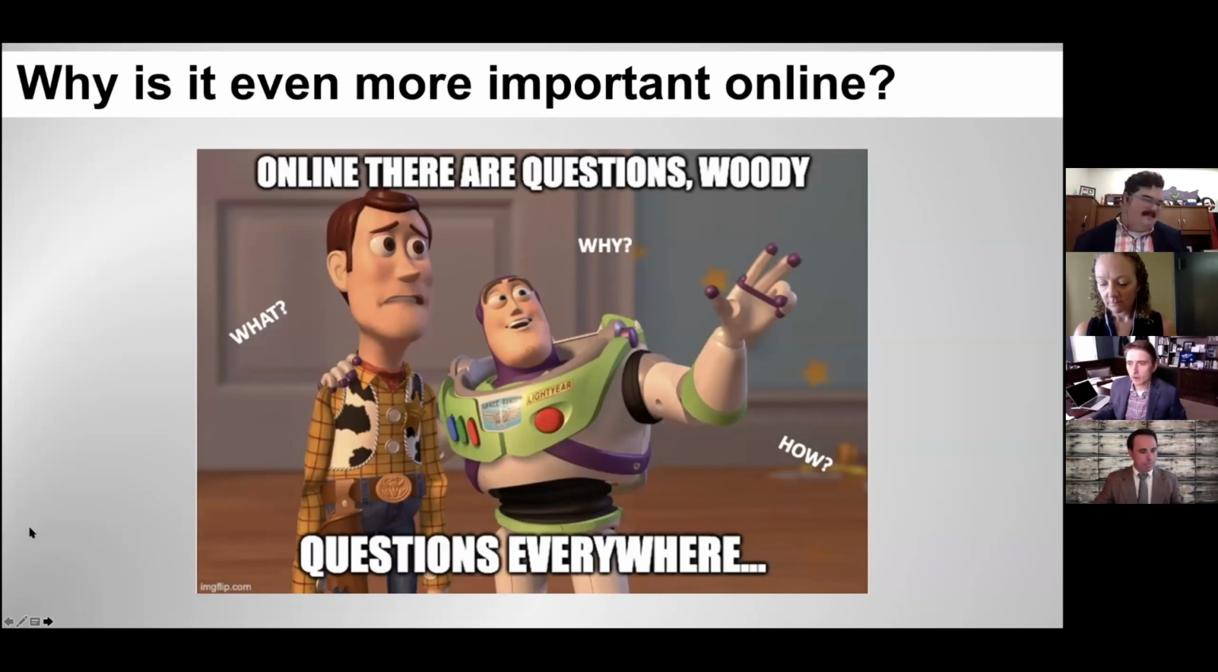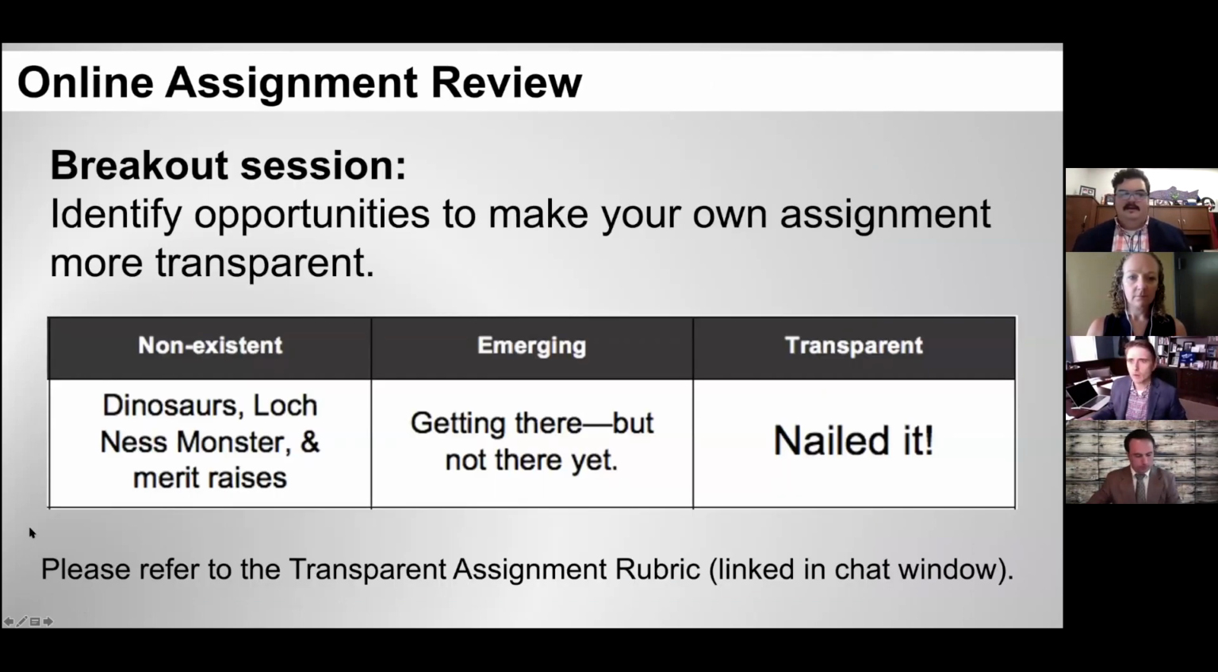Thanks. Okay, so the next thing we will do is, we ask you to think of a specific assignment, and we actually have a rubric to look at how transparent your assignments are. So we've got the three criteria: existent, emerging, transparent. I believe Denise emailed these ahead of time, but she also just put the link in the chat. So you should be able to click on that link and open it up.